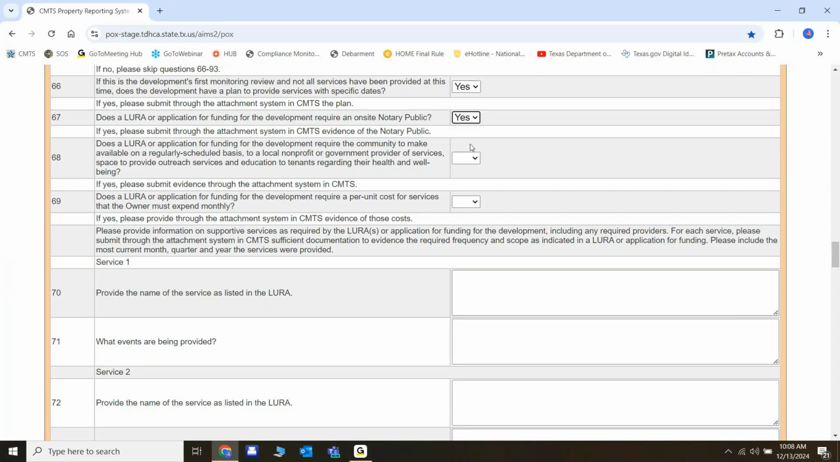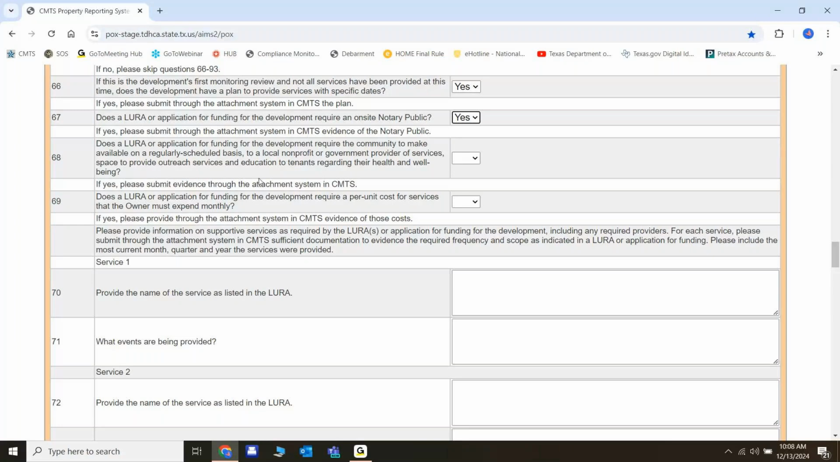If the answer is yes, then we want to see evidence that you have that notary. So the stamp, the certificate, and something that shows a calendar. Or if you just have a sign in your office that says notary available, the monitor will see that when they're on site and count that as evidence of letting the tenants know that you have this service, and then your stamp to back up that you're in good standing and you really are a notary.